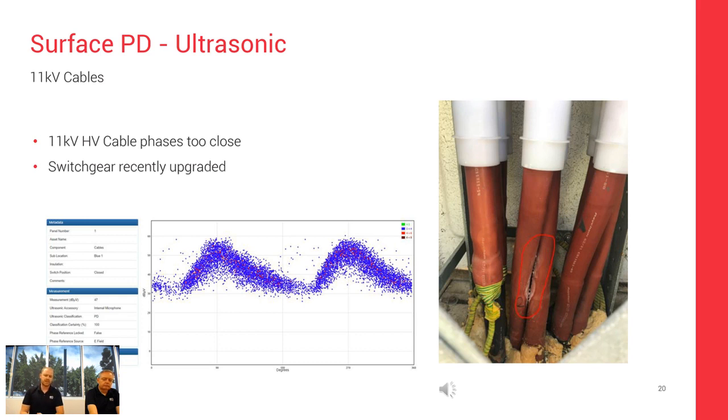But this discharge, we could hear it with our own ears. It was at a very high amplitude, 47 decibel microvolts, which is very high. We have the phase plot there that we've captured with the UltraTEV Plus 2, and this is what the sound sounded like.